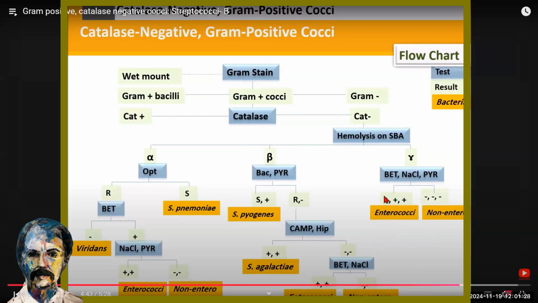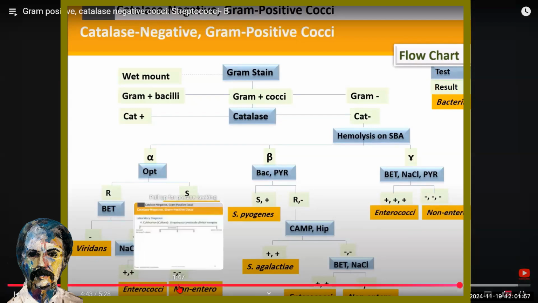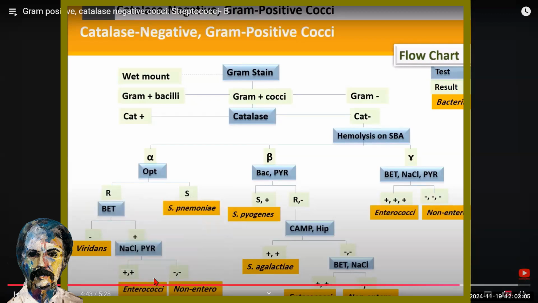You can look here. A very important thing at the end is that with gamma hemolysis, they end up as enterococci or non-enterococci; this is most common. But with beta hemolysis, if they give you negative on all these tests, then they end up as enterococci, because we said that enterococci could give us beta hemolysis. The same for alpha. Resistant here, negative here, then you end up with enterococci again, because we said that enterococci could give us alpha hemolysis, but mainly they give gamma.